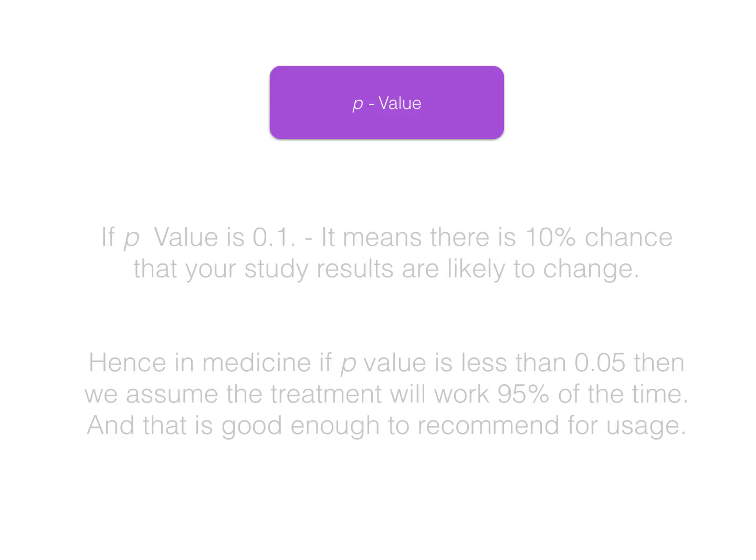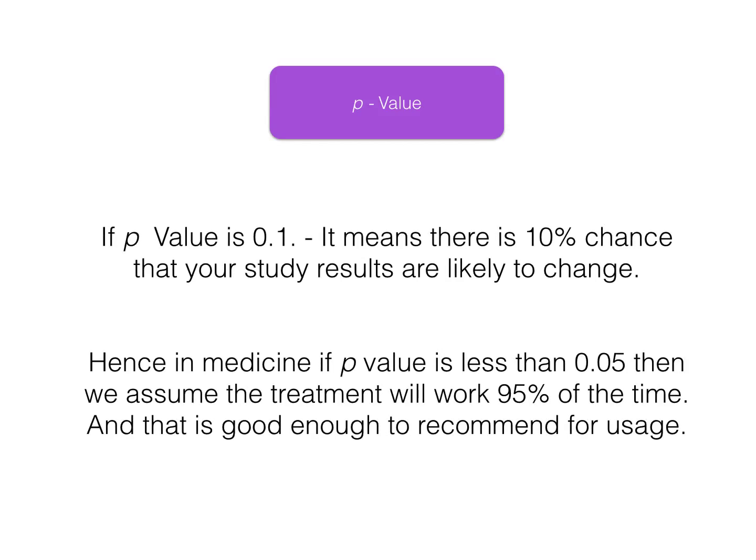For example, if the p-value is 0.1, it means that there is 10% chance that your study results are likely to change. Hence, in medicine, if the p-value is less than 0.05, then we assume that treatment will work 95% of the time, and this is good enough to recommend for clinical usage or clinical practice.